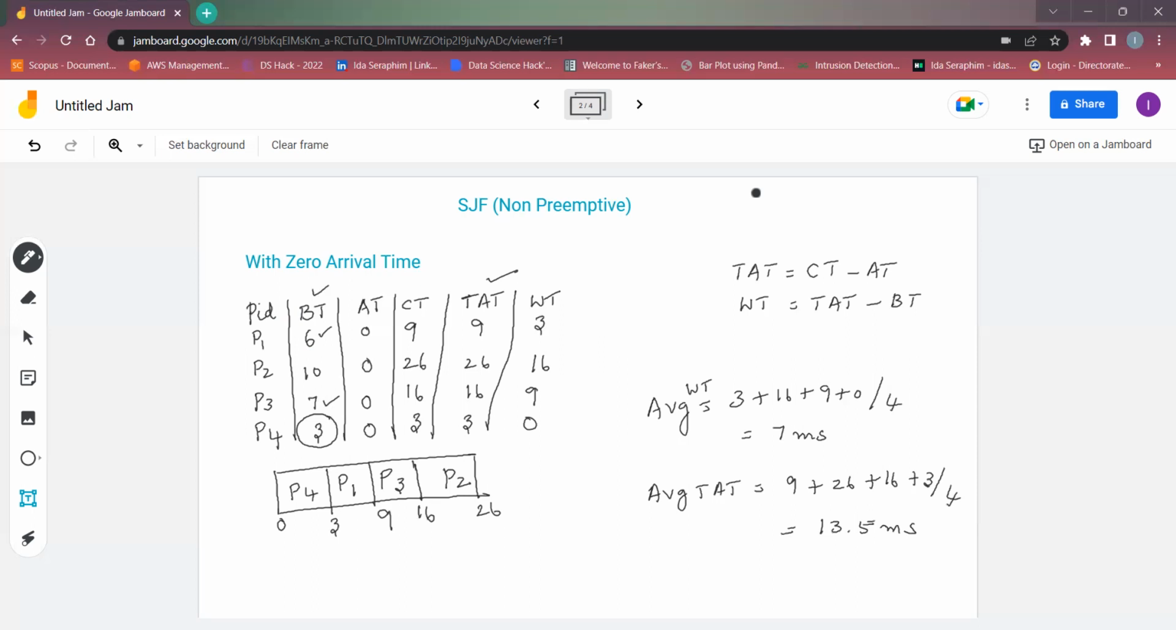In the next video, we'll be seeing the same non-preemptive mode of SJF with different arrival times. We will see it in the next video.